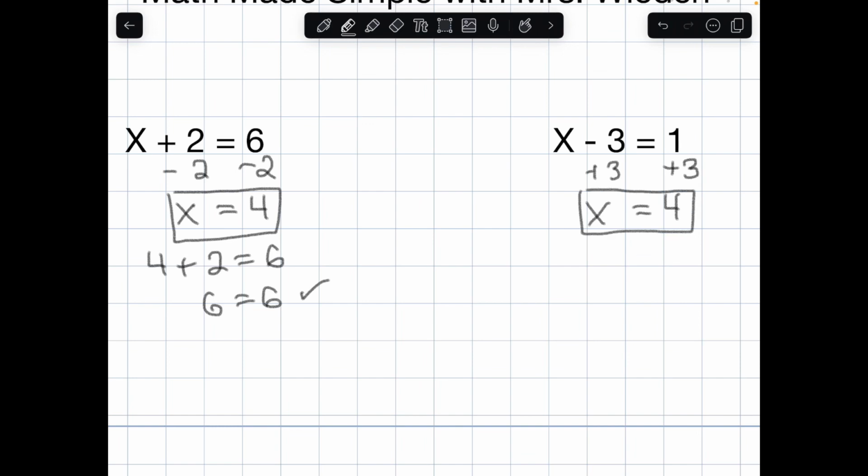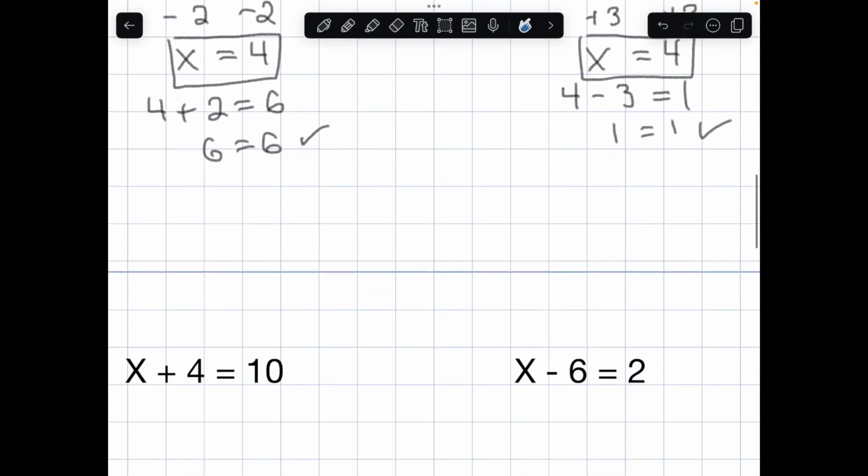Let me plug it in to see if it really works. I have x, which is 4, minus 3 equals 1. 4 minus 3 really is 1, so 1 does equal 1. So that means we did it correctly.